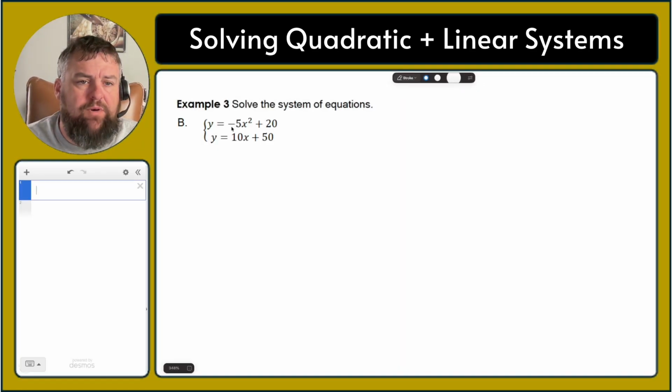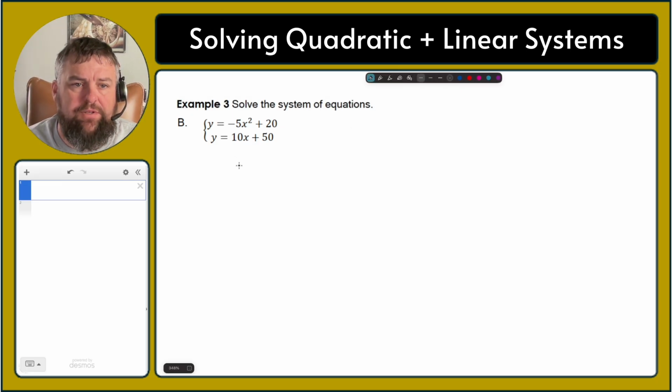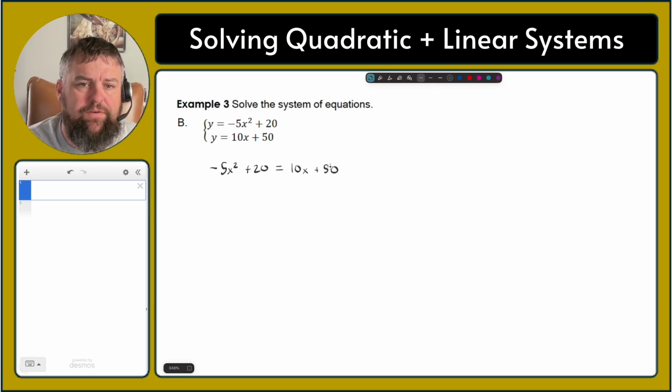Okay, in this next one, we have y equals negative 5x squared plus 20 and y equals 10x plus 50. So we have the quadratic, we have the linear. So what we can do is set them equal to each other. So we're going to have negative 5x squared plus 20 equals 10x plus 50.